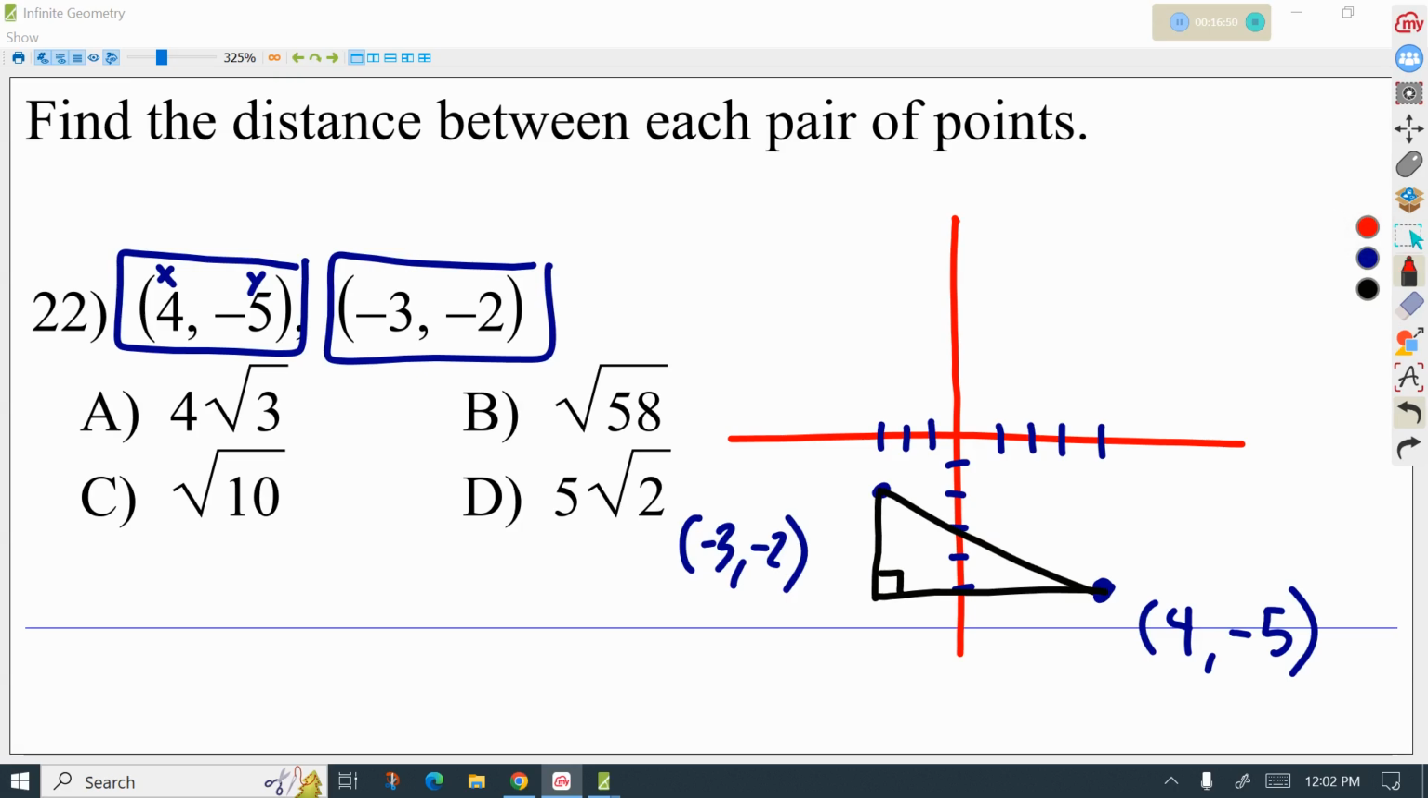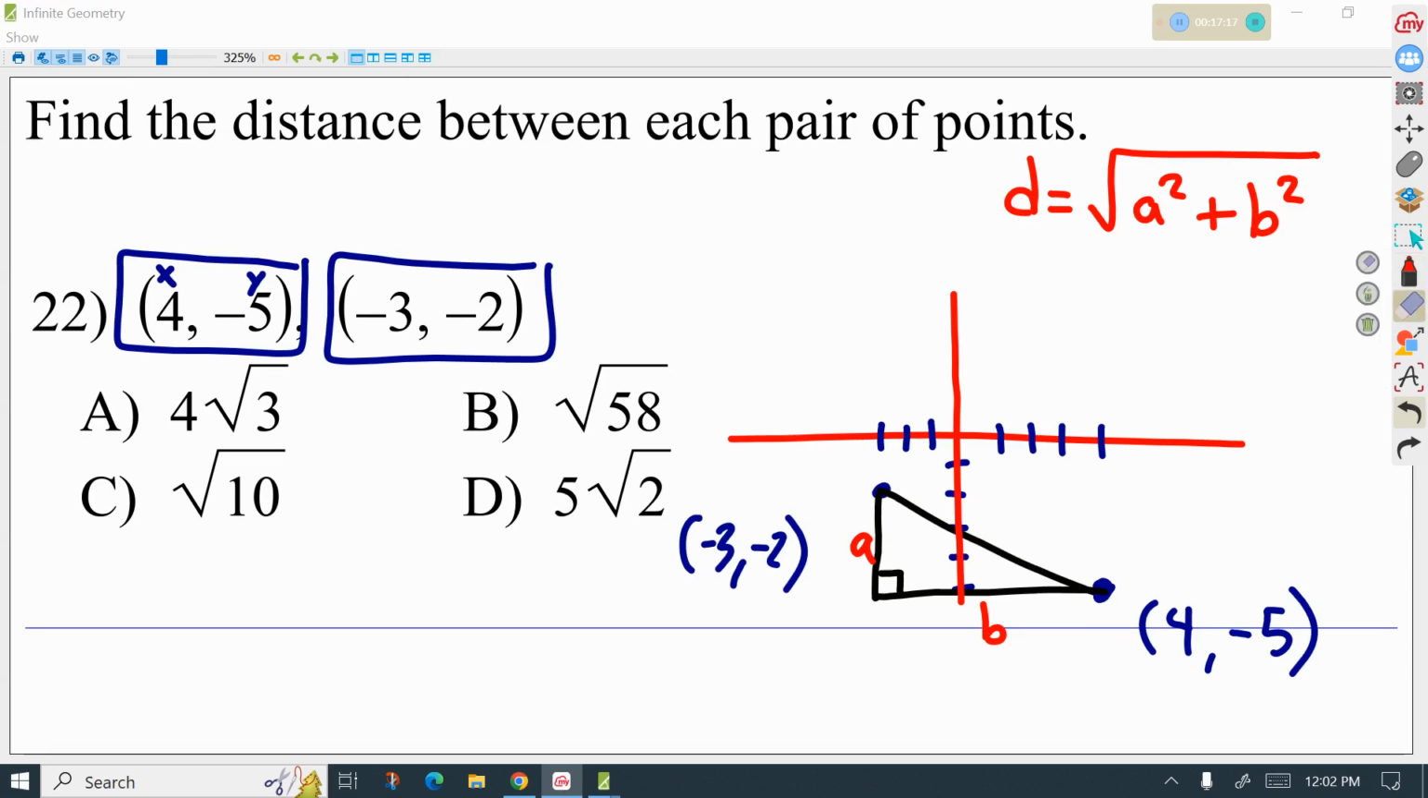Now to get the formula, we're going to call this side A and this side B for the lengths of the sides of the triangle. I'll shorten the axis a little bit there. And then this length right here is our distance. To get the distance between those two points, we need to take the square root of A squared plus B squared. This will help us get the distance. Notice all that is a substitution. I have to find the lengths of these sides of the triangle.